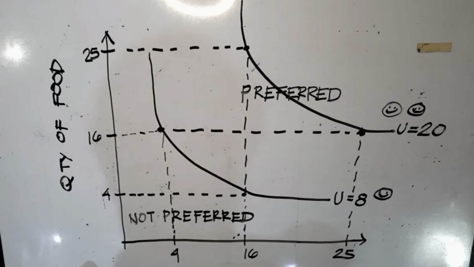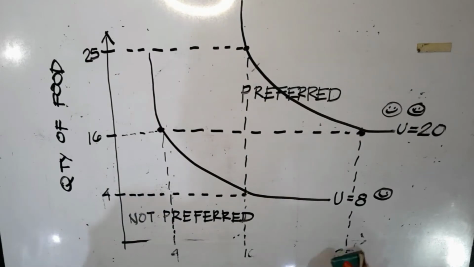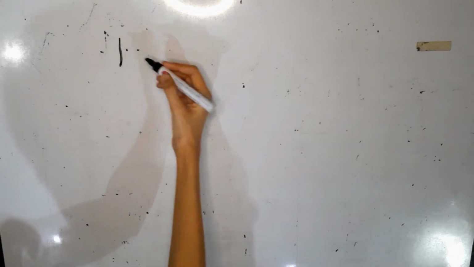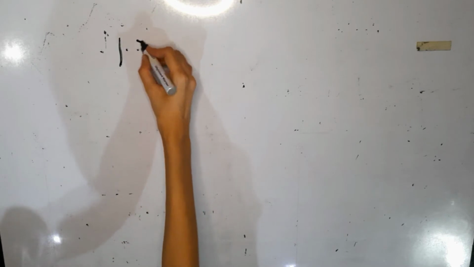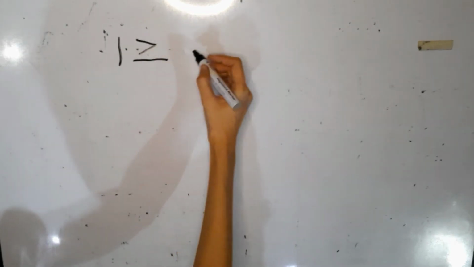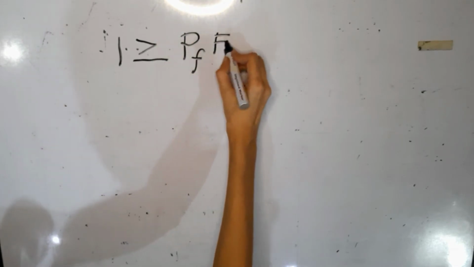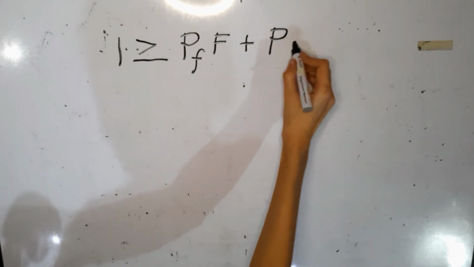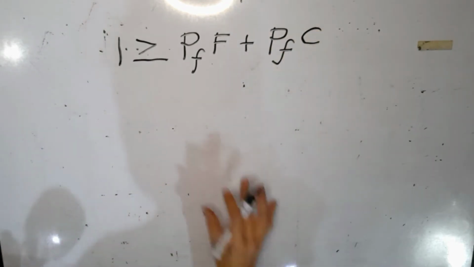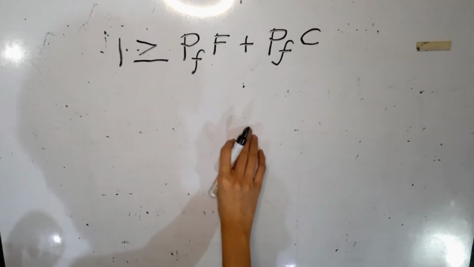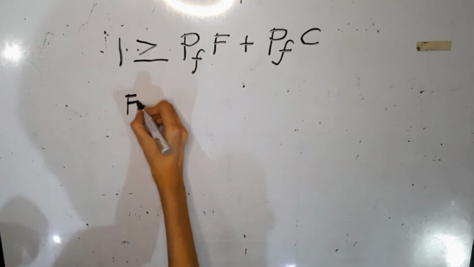So let's present it in a formula. For the budget constraint, your income should be more than the price of your food and the price of your clothing. That should be it. And it can be rearranged through this formula.